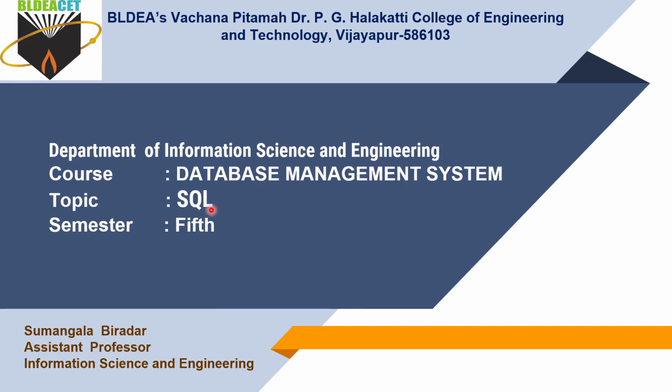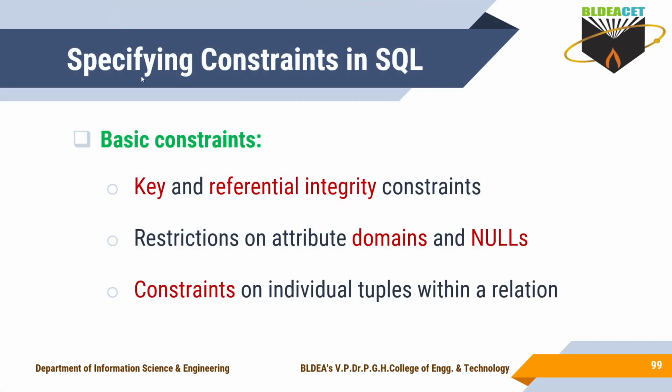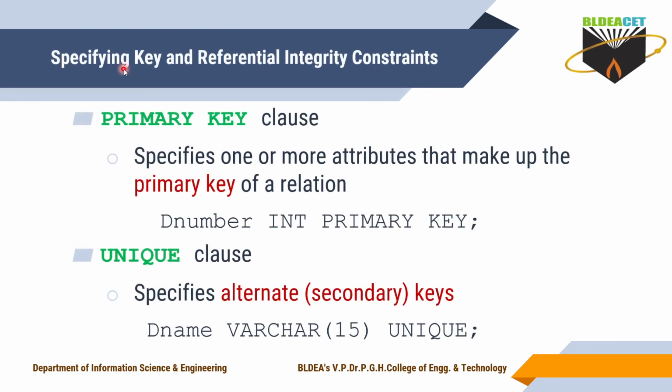So in the last video we learned about attributes and data types used in SQL. Now in this video let's see about specifying constraints in SQL. The basic constraints in SQL are key and referential integrity constraints, restrictions on attribute domains and nulls, and constraints on individual tuples within a relation. First we'll see about specifying key and referential integrity constraints.